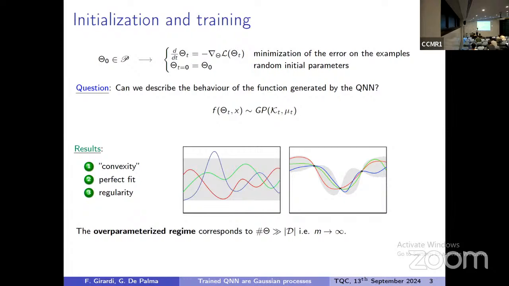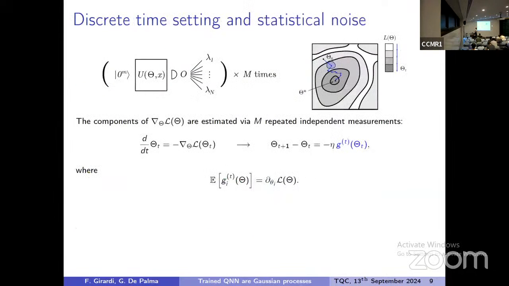In the quantum case, differently from the classical case, we have a further point, which is the statistical noise. Indeed, the model function is defined as an expectation value of a quantum observable. And therefore, the model itself is not known unless we perform an infinite number of measurements to provide a perfect estimator of this expectation value. And therefore, the differential equation that we studied in practice is not this. It's a discrete time evolution with an estimator of the gradient of the cost function.